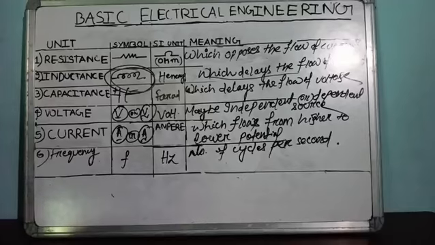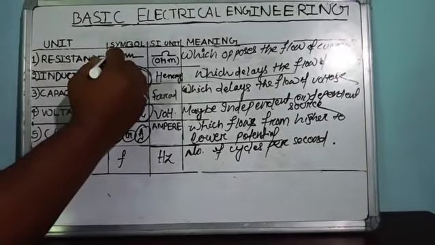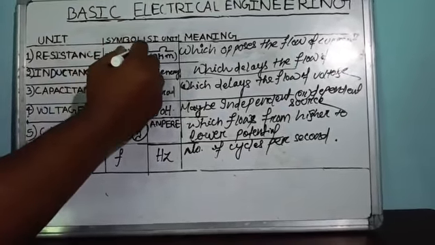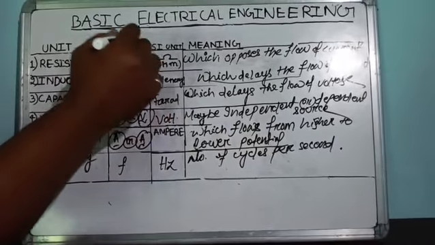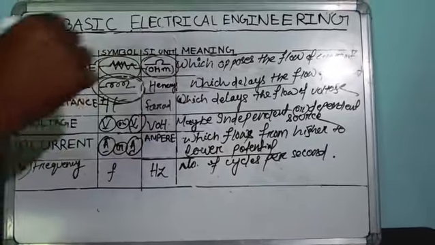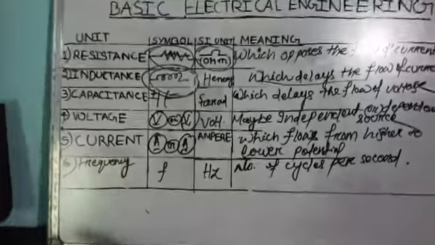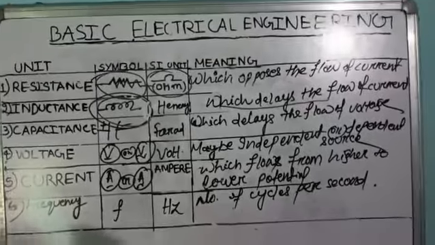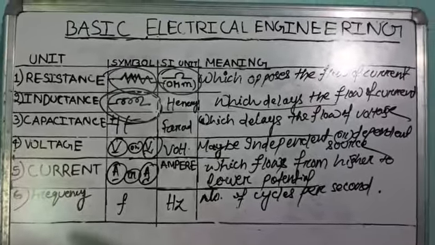That's why, like humps in the circuit, the resistance symbol is like this structure, and it is represented by this symbol, ohm. Next, the term comes inductance.